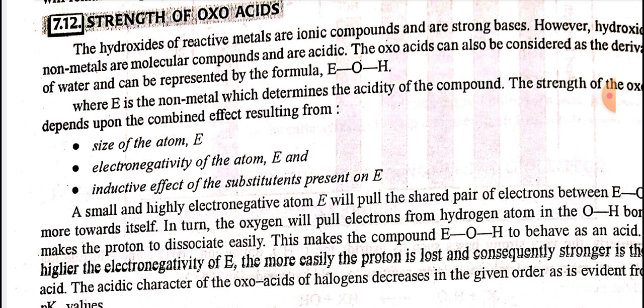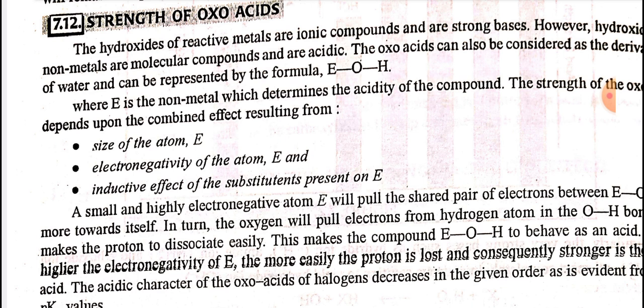A small and highly electronegative atom E will pull the shared pair of electrons in the E-O bond more toward itself. In turn, the oxygen will pull electrons from the hydrogen in the OH bond and make the proton dissociate easily. This makes the compound EOH behave as an acid. Thus, the higher the electronegativity of E, the more easily the proton is lost, and consequently the stronger is the oxoacid. Acid character of oxoacids of halogens decreases in the given order, as is evident from the pKa value.